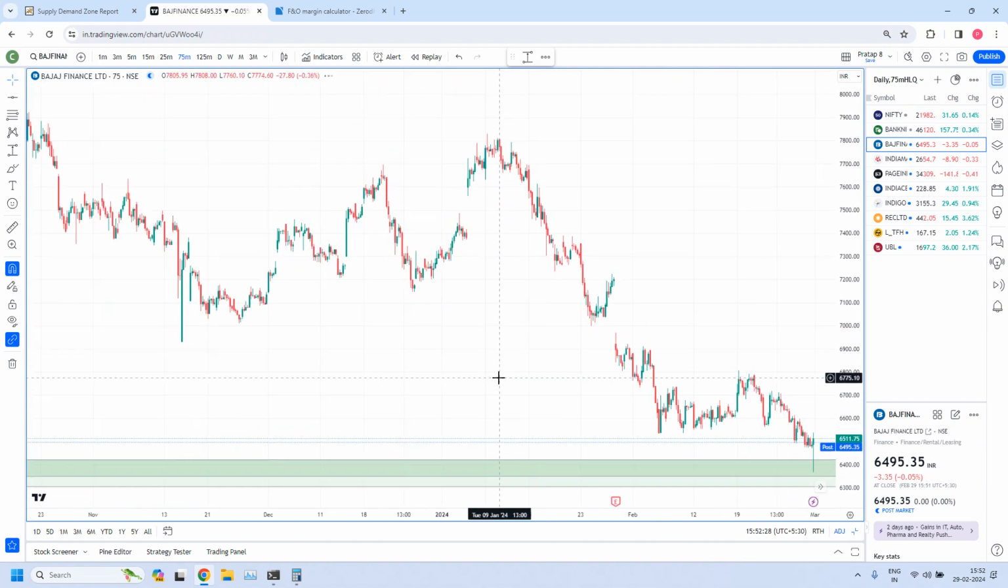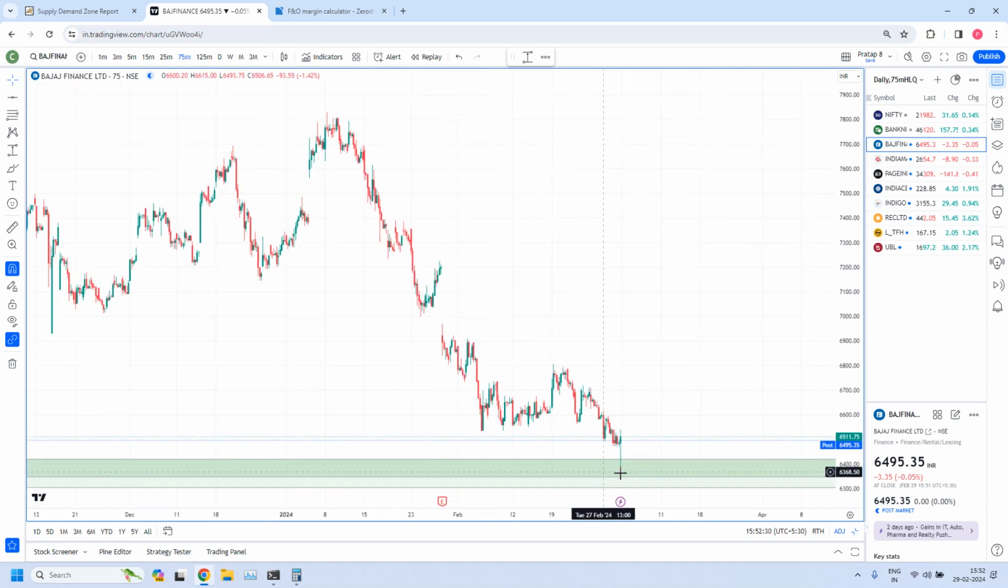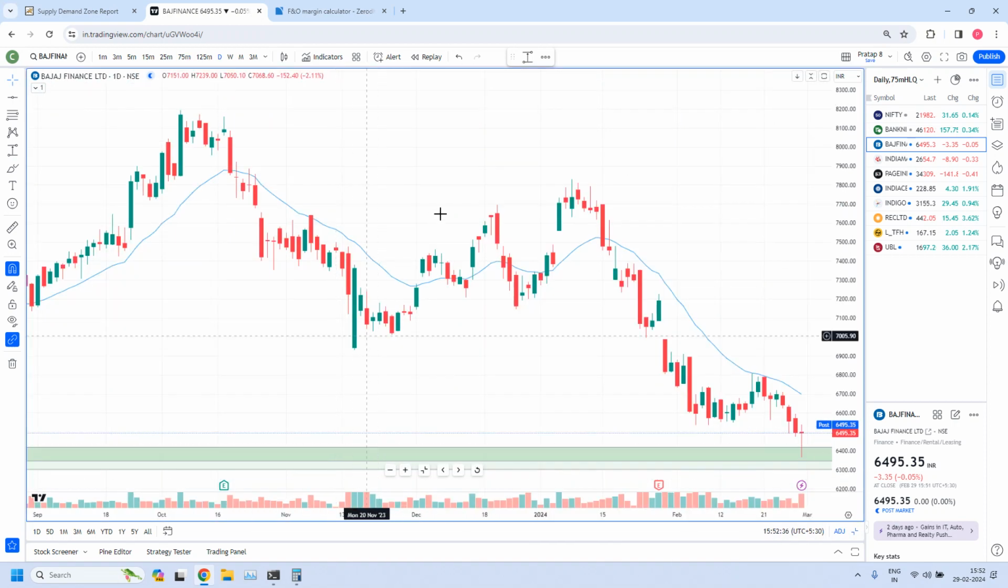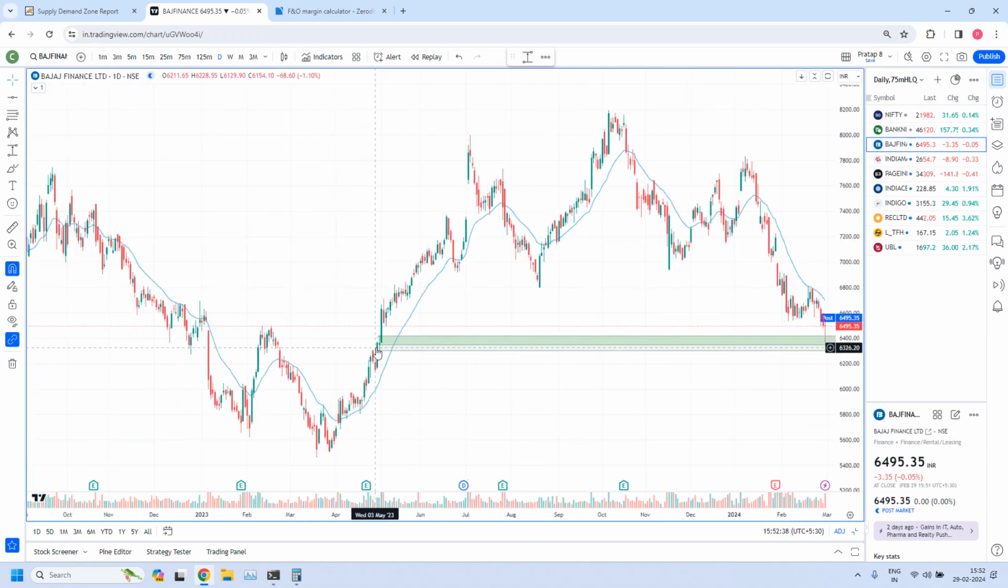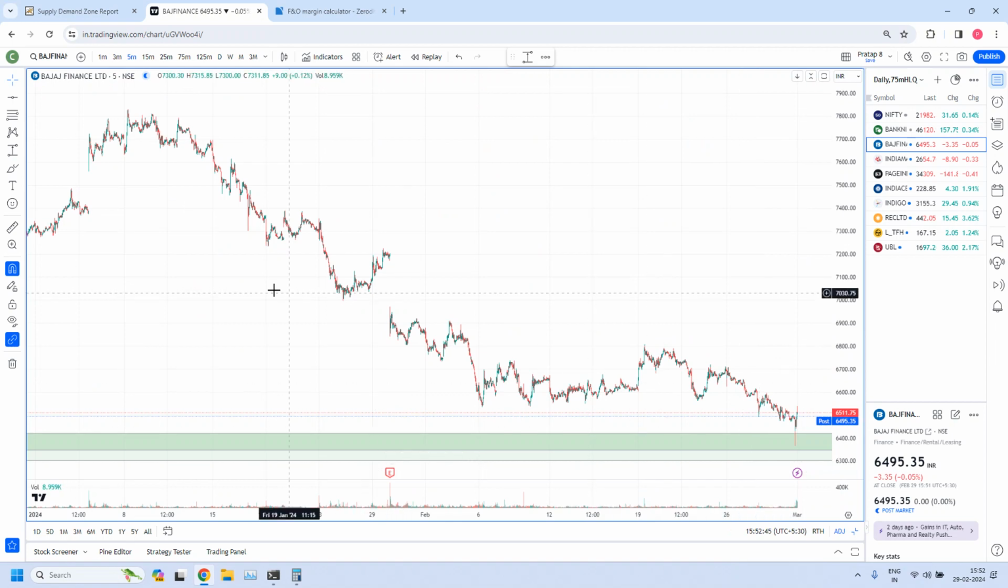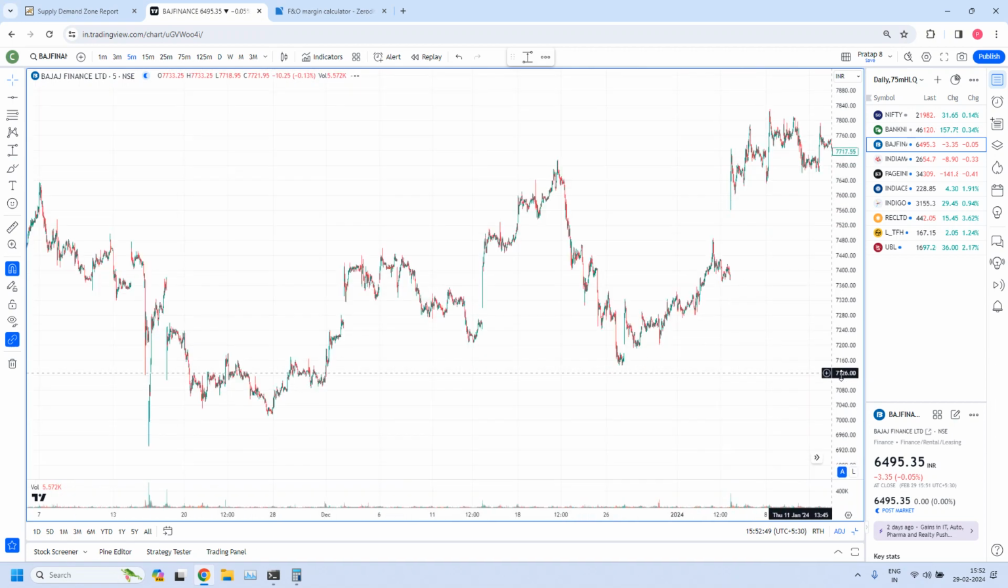If you look into the 75 minutes, this is the 75-minute zone we have drawn. But why did we think this zone will be violated? First of all, when was this zone created? In May 23. The 15-minute structure is not good. The 5-minute structure is also not good.